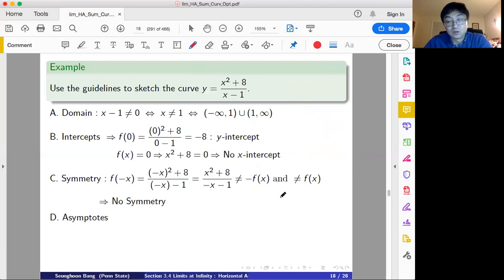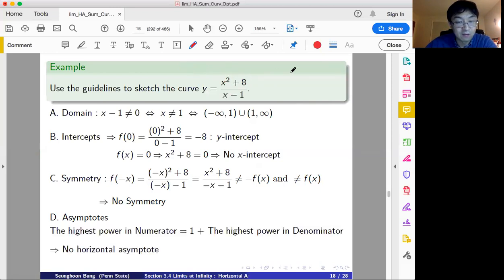Asymptotes. Do we have a horizontal asymptote? What do you think? No, because the top power is 2 and the bottom power is 1. Top power is greater than bottom power, so we don't have a horizontal asymptote. Only when the bottom power is bigger. So no horizontal asymptote.